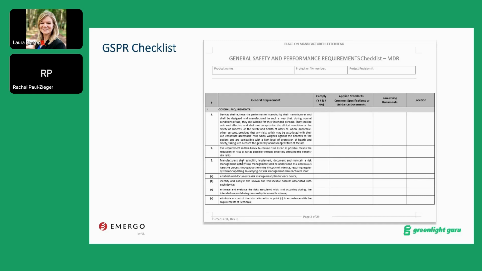And as you can see, there is a revision to the list. So as we explained, you have each requirement on a single line, which is a copy and paste from the MDR. And you have the different columns with the information: if it complies, yes or no; if not applicable, why; what are the applied standards, common specification and guidance documents; what are the complying documents. So what are the testing reports, the reference of the risk management file, and what is the location? So it could be an example of a correct GSPR checklist.